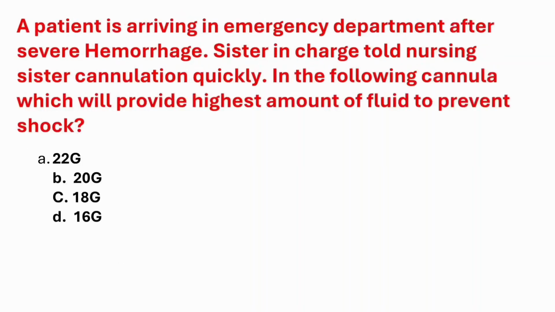Illusion. A patient is arriving in the emergency department after severe hemorrhage. Sister in charge told the nursing sister to do cannulation quickly. In the following cannulas, which will provide the highest amount of fluid to prevent shock? A. 22 gauge. B. 20 gauge. C. 18 gauge. D. 16 gauge. The correct answer is D.